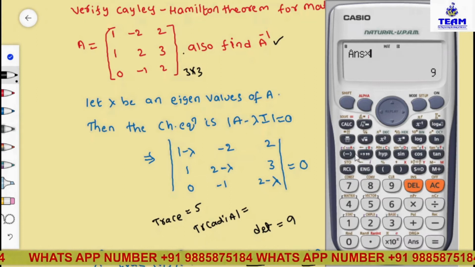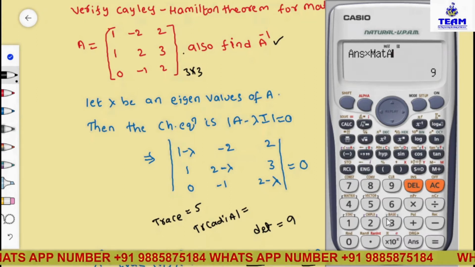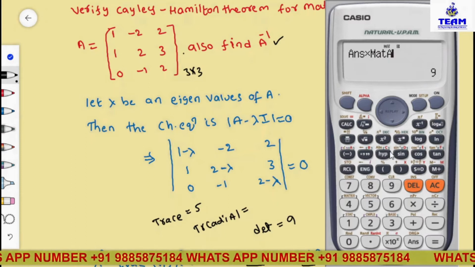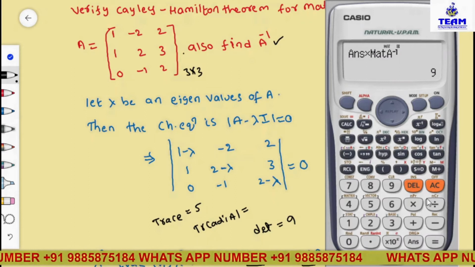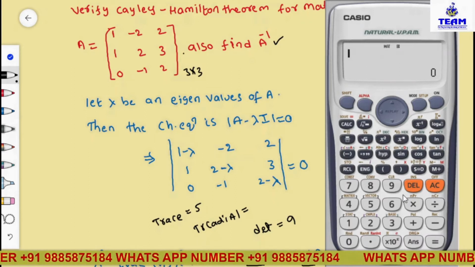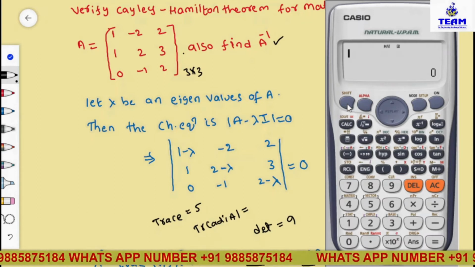Mat is nothing but Shift 4, always. Now Mat A inverse I want. So press 3, inverse. Where is the inverse button? Here you have an inverse button. Yes, here I have Mat A inverse is equal to. Sorry, I have done a mistake. So again I am going, friends. You see, I have done a mistake.